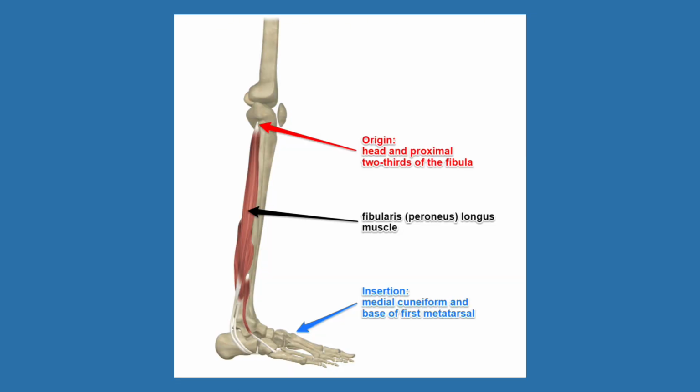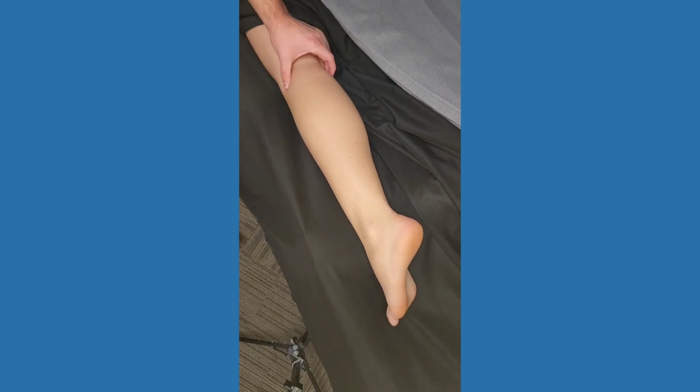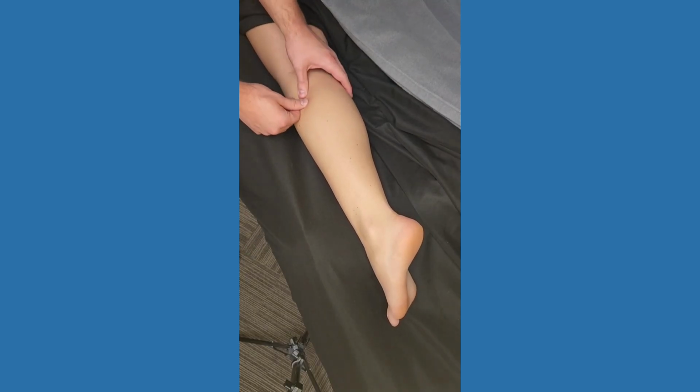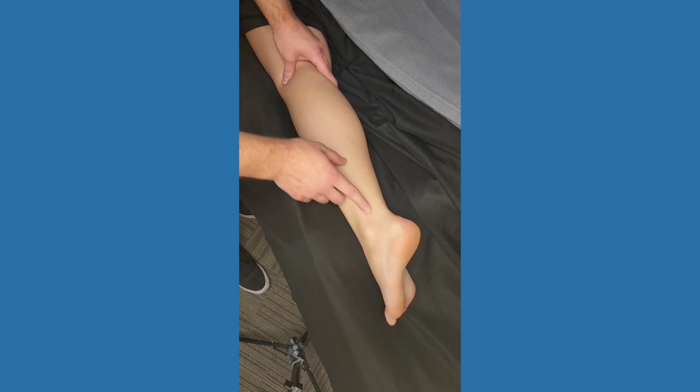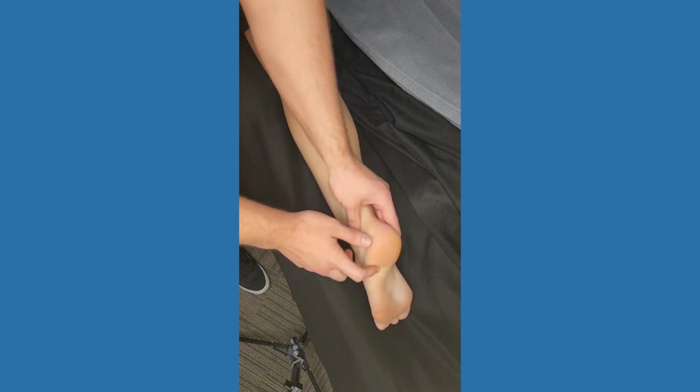Fibularis longus, or peroneus longus, will originate at the head of the fibula and proximal lateral 2/3 of the fibula, and will insert at the base of the first metatarsal and medial cuneiform.